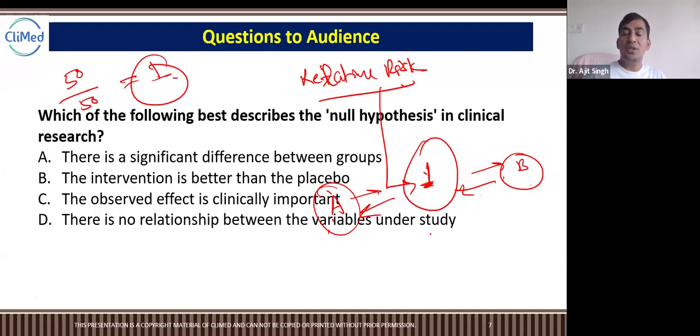But if it goes less than 1, suppose less than 1. So how will it go less than 1, guys? Less than 1 will go only in a case like this, 40-60, right?